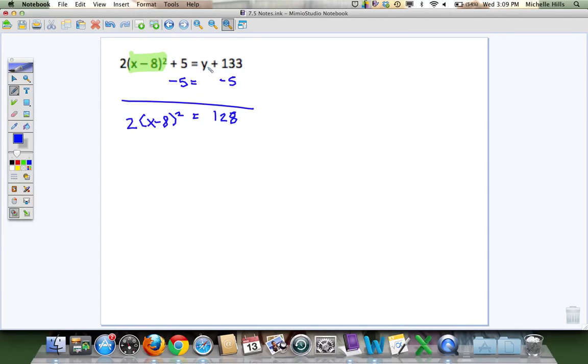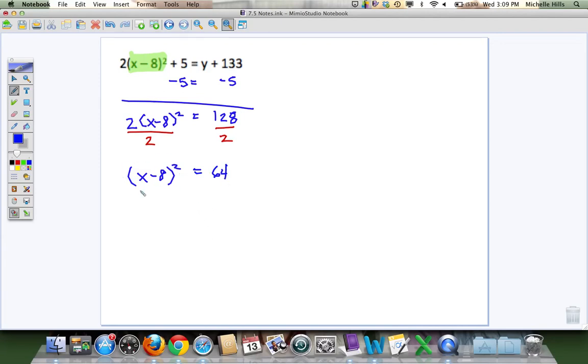I replaced the y with a 0. 0 plus 133 is 133, minus 5 is 128. I still need to get rid of this 2, though, on this side, so I'm going to divide both sides by 2. I am not going to distribute it because this square out here would have to be done before I distribute, but I don't want to actually take x minus 8 times itself right now. So I end up with a big blob on the screen. I end up with x minus 8 quantity squared equals 64 when I take 128 and divide by 2.